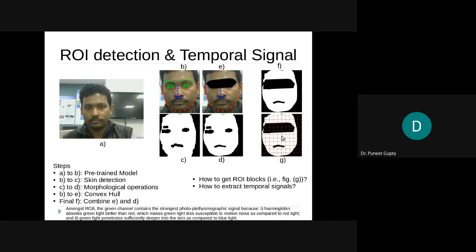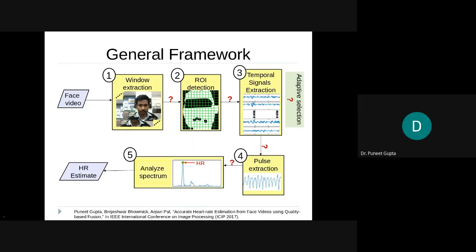Now, after temporal signal extraction, if you look closely, we have reached from here to here, and from here, we extract our temporal signal. Then our next phase is adaptive selection. What we are going to do here is, a few of these temporal signals might be affected by expressions or some variations, some facial deformations. So is it possible that out of these signals, we can just select a few that are least affected by them? This is the aim of adaptive selection, and then pulse extraction.